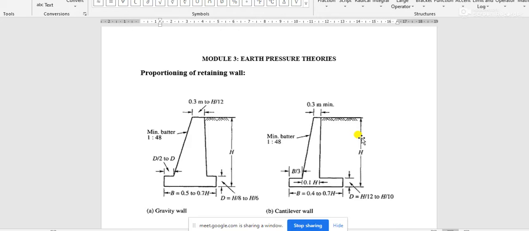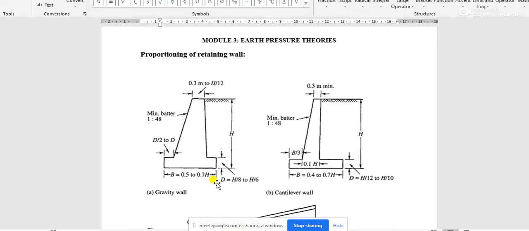As I have told, to assume the dimensions, before designing the retaining wall or any structure, we have to assume. Let's take an example of a building. We have to assume the size of the beam, the size of the column, the thickness of the slab, like that. Here we have to assume the different dimensions of the structure.